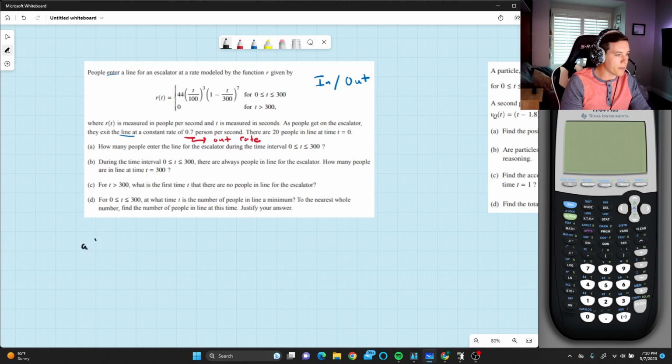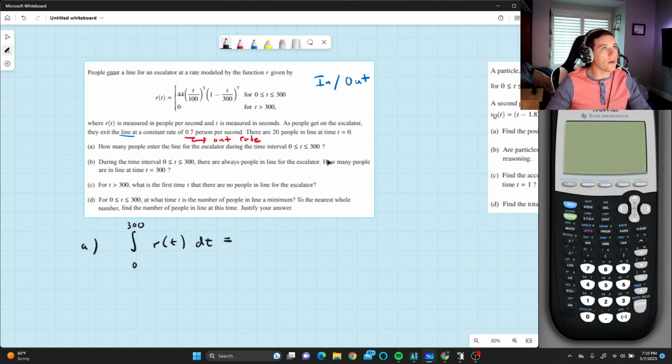So in part A, how many people enter the line? Just enter. Not the total number of people in the line, just how many people entered the line for the escalator during the time interval from 0 to 300. So literally all you're doing is accumulating from 0 to 300. Usually part A of something like this is a basic accumulation just to kind of get you on the board. So I would always show my work. I don't care if you're like, well, I already know I'm doing that, just give the answer. No, you should write it out, so that if you make a dumb mistake in your calculation, you still get credit, okay? And then remember, we store it here.